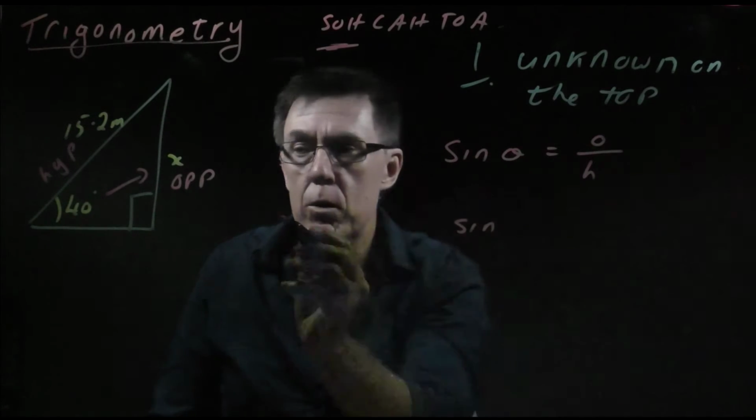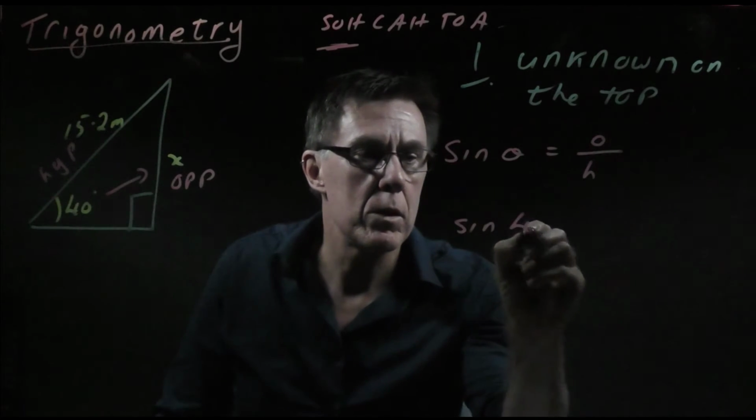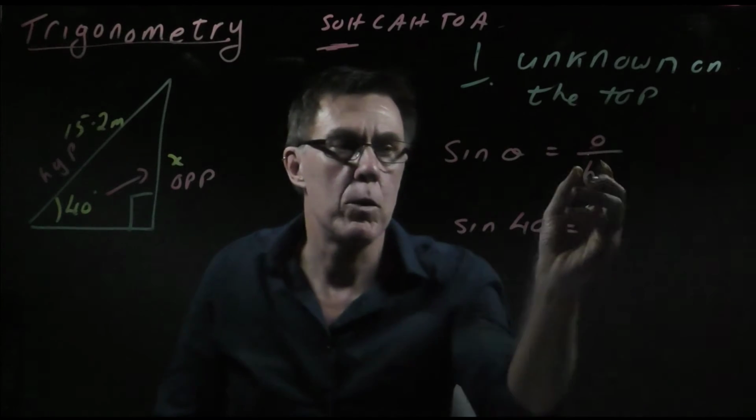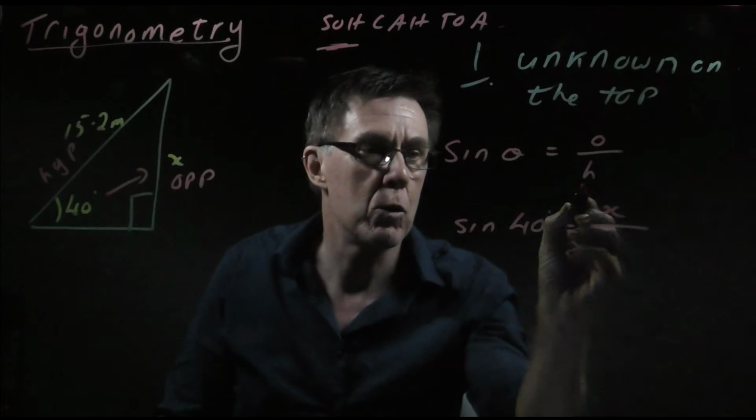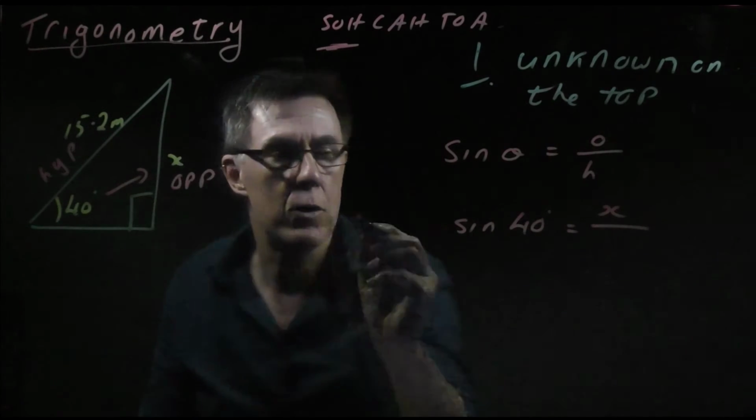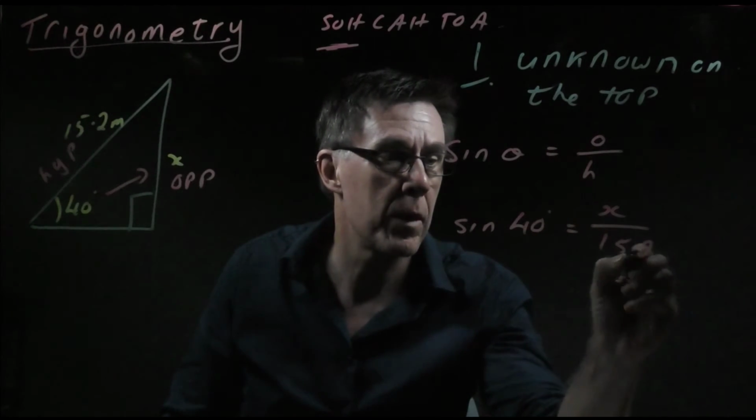Do I know the size of the angle? Yes, I do. 40 degrees. Do I know the length of the opposite side? No, I don't. It's this unknown X. Do I know the length of the hypotenuse side? Yes, I do. It's 15.2.